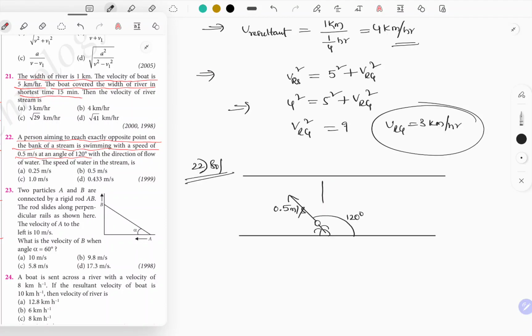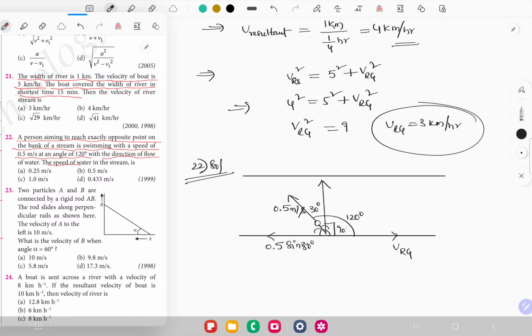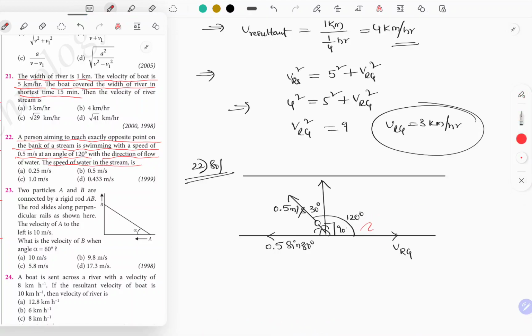To reach exactly opposite bank, we know the horizontal components of velocities must be equal, right? Let's say total angle is, this is 90 degrees, so this is going to be 30 degrees, right? So it is going to be 0.5 into sine 30, and this is river velocity vrg. Now what is the question they are asking? Direction of river flow of the water, the speed of the water stream. So these components which are along horizontal direction must get cancelled. Then this person can reach exactly opposite bank.